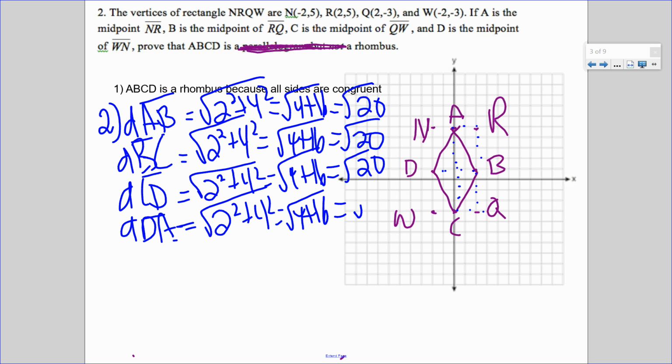If you missed my voice, I'm back. All right, I did all my distances. ABCD is a rhombus because all sides are congruent. I found the distance of all four sides. There's no need for diagonals here because it's not asking anything about a square or a rectangle.